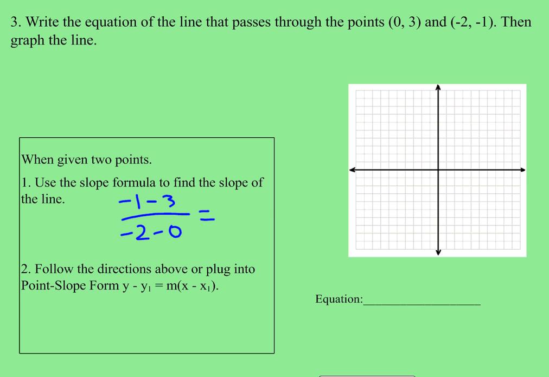Number one wrong answer I'll see up here is I'll see 2 over -2, and somehow you'll get a slope of -1. That is wrong. Do not do that.